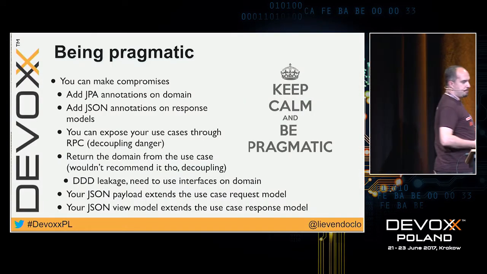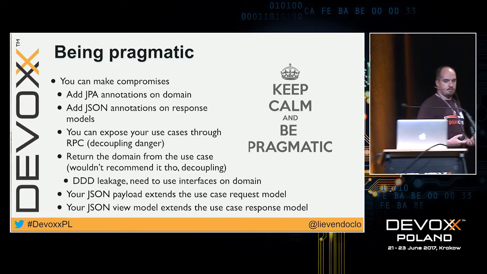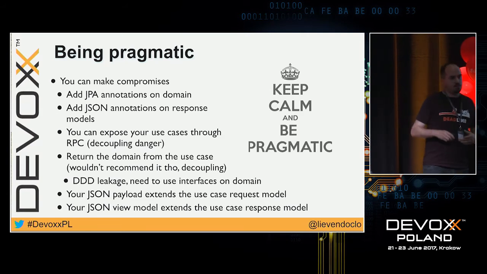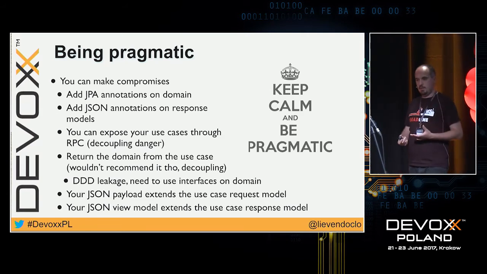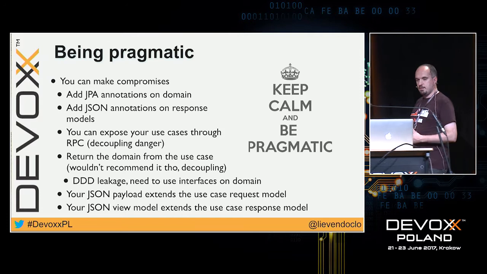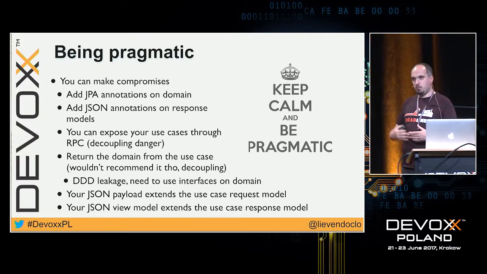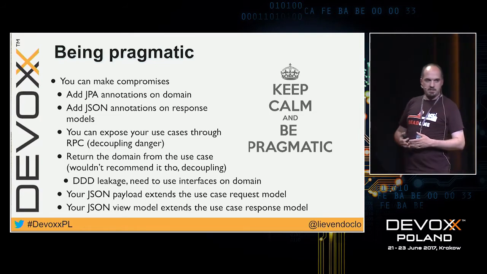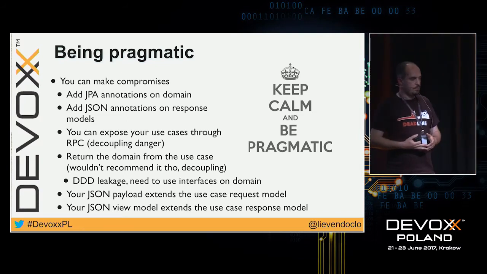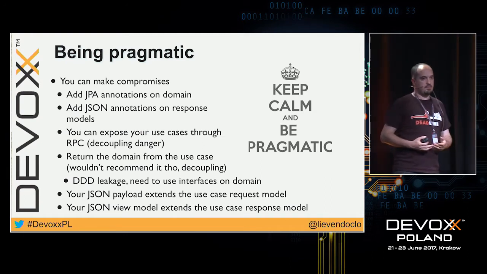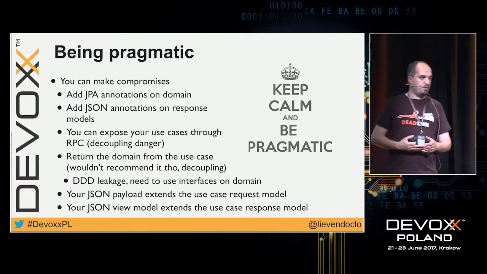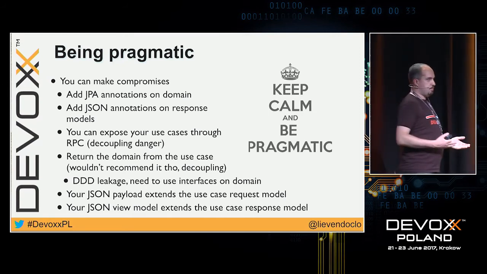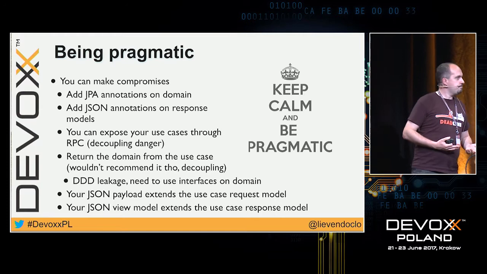So you can be pragmatic. You can make compromises. You can add JPA annotations on your domain. If you know that you want to accept the risk of having JPA annotation on your domain, and you want to accept the fact that you need to add that dependency on your domain layer, that's fine. You can add JSON annotations on your response models and directly expose your response models to the outside world of your controllers. You can expose your use cases through RPC.